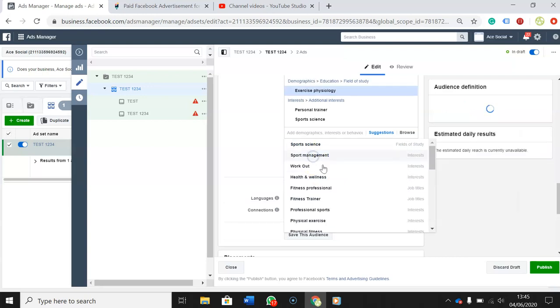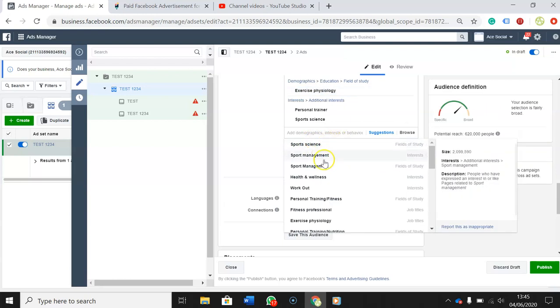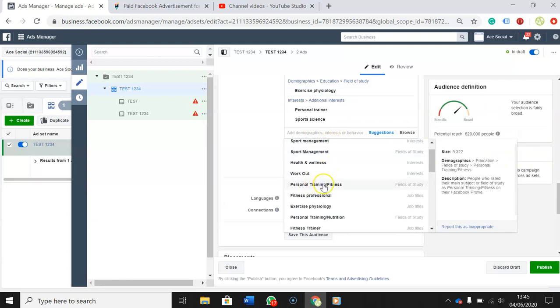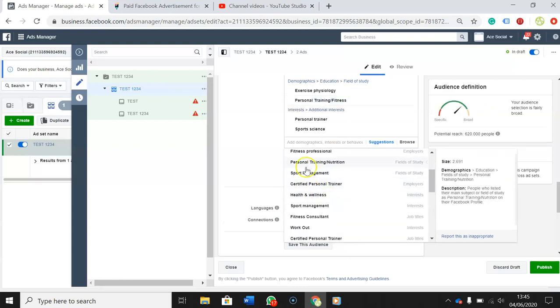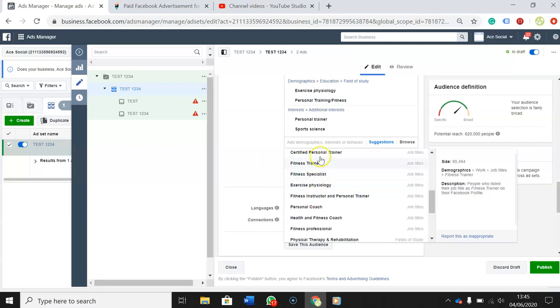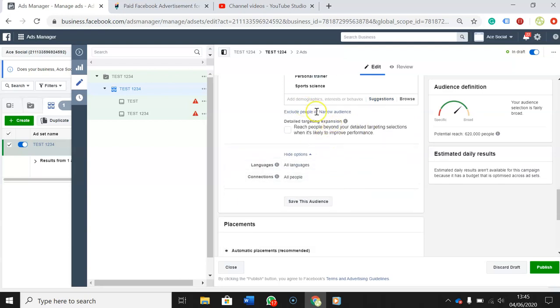So exercise psychology is quite a good one. Personal training / fitness is quite a small one. It's quite niche. So, you know what I mean? You can have a look at this and see if any of these terms match your brand.